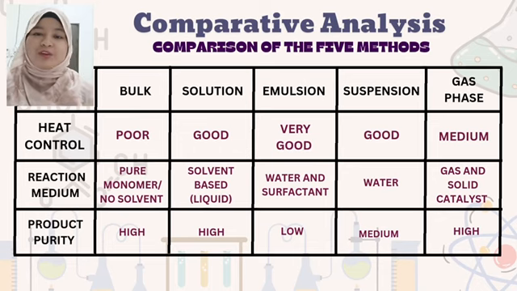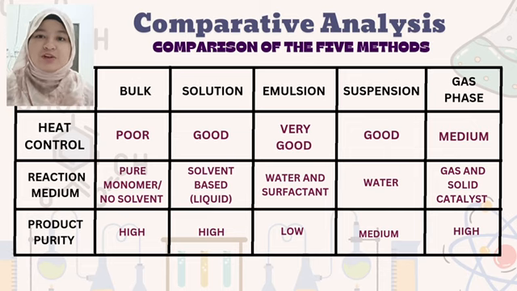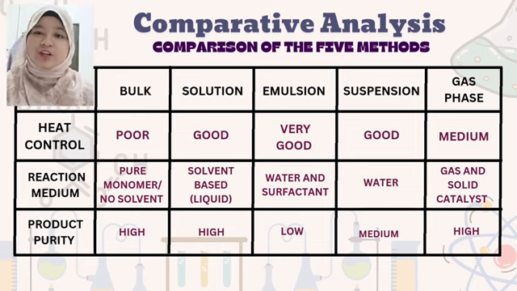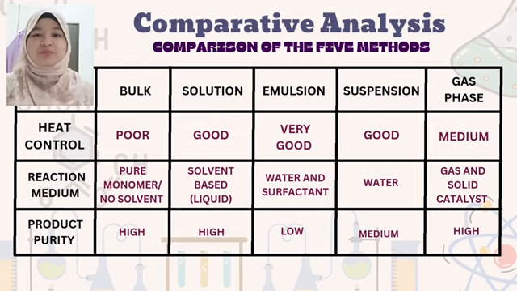This slide presents a comparison of five polymerization methods: bulk, solution, emulsion, suspension, and gas phase polymerization, based on heat control, reaction medium, and product purity. In terms of heat control, bulk polymerization has poor control, while solution, suspension, and emulsion polymerization provide better heat management. Emulsion polymerization has the best heat control, whereas gas phase polymerization shows a medium level.